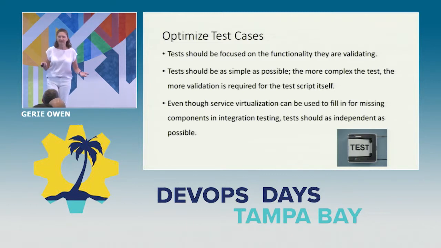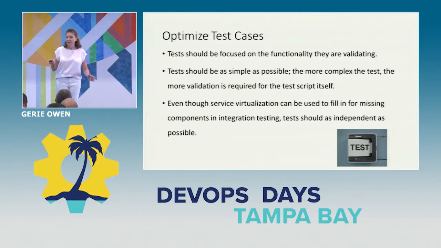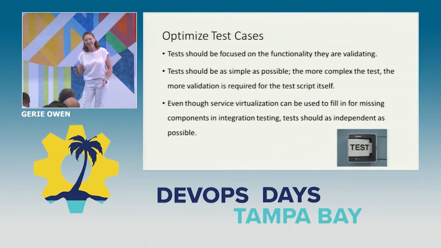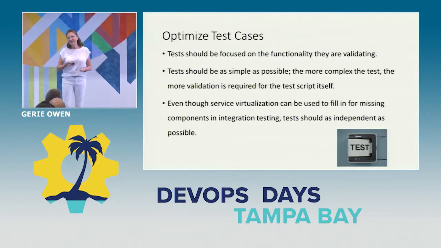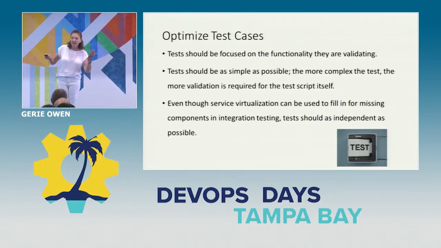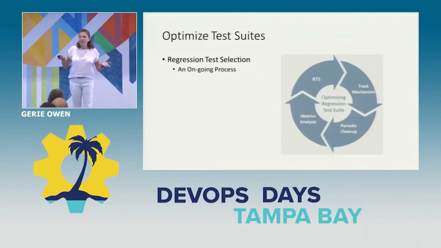So how do we optimize the test cases? Well, for the first thing, tests need to be focused on the functionality they're validating. They should be simple. The more complex the test, the more complex the test script, the more validation you're going to have to do against the test script. And you need to make them independent, because there again, you're going to be spending more time fixing them than you have, and that can create a bottleneck.